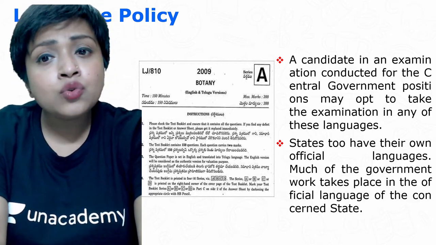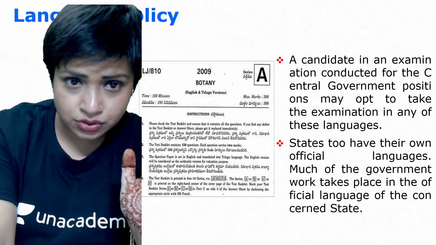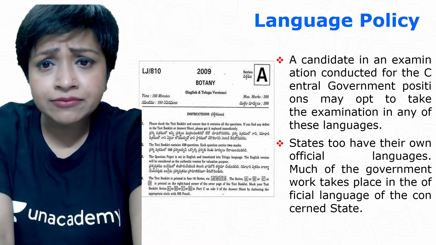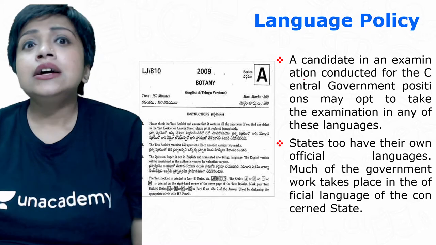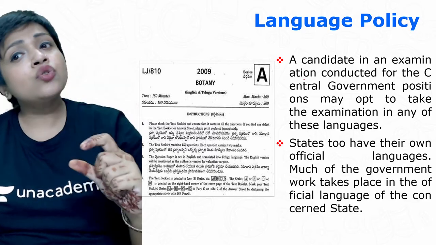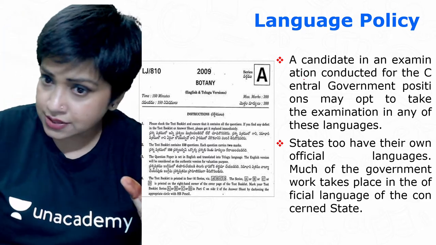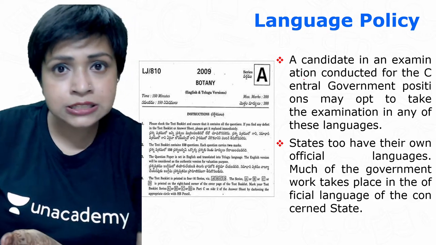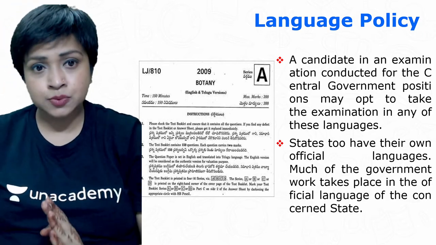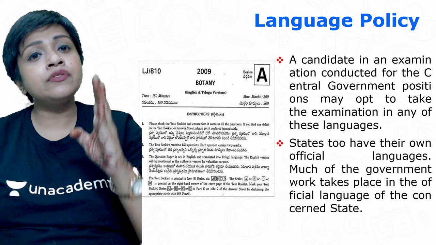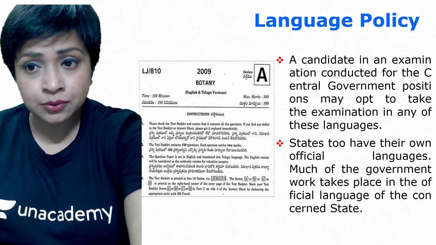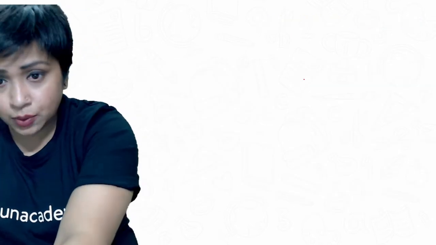That means if you are going for any government examination, this is the reason I have added this picture, you will see questions are asked in English as well as in one of the regional languages. So if you are from a Bengali speaking state, there will be English followed by the same question asked in Bengali as well. Why is this done? So that you give equal weightage to all the languages. You treat all languages to be equal.